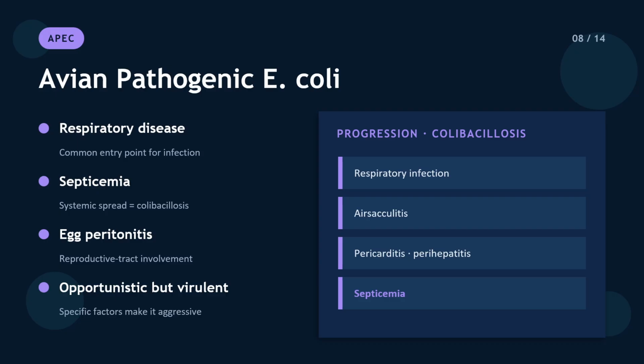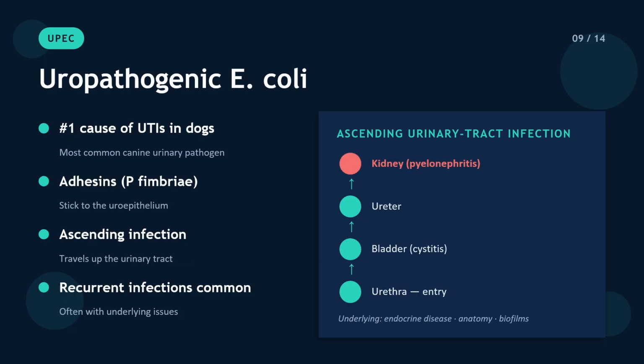APEC is a major pathogen in poultry. It causes coli bacillosis, a systemic disease that often starts with respiratory infection. Birds may develop air sacculitis, pericarditis, perihepatitis, or septicemia. APEC strains are interesting because they're opportunist but also have specific virulence factors that make them more aggressive than normal gut flora.